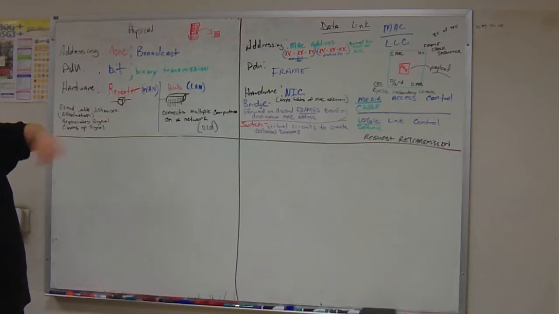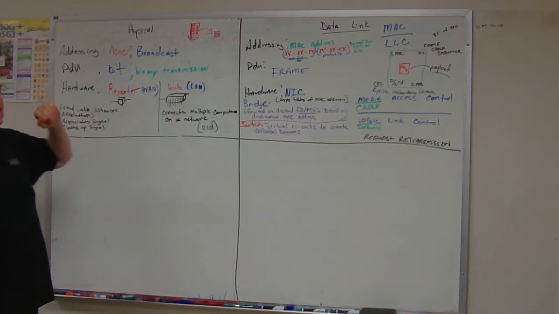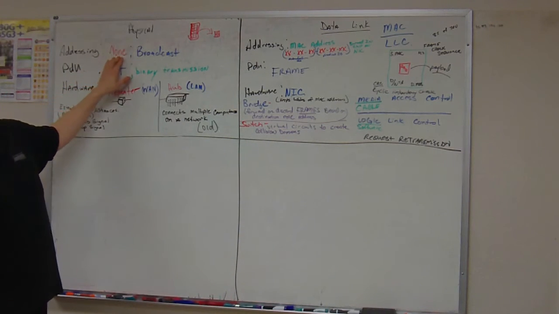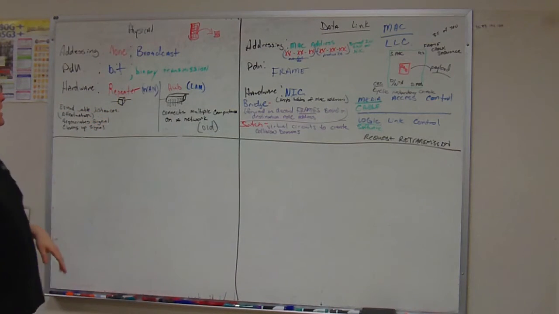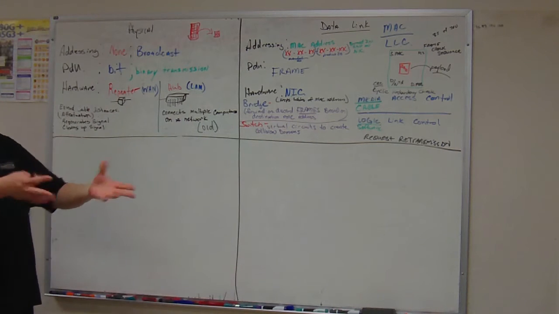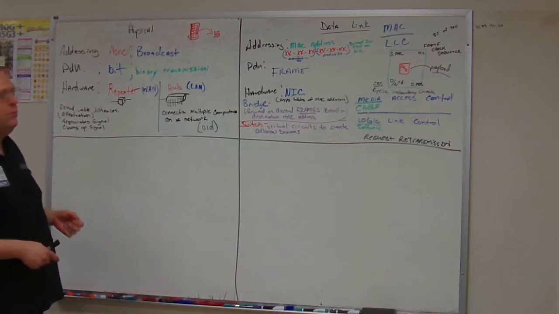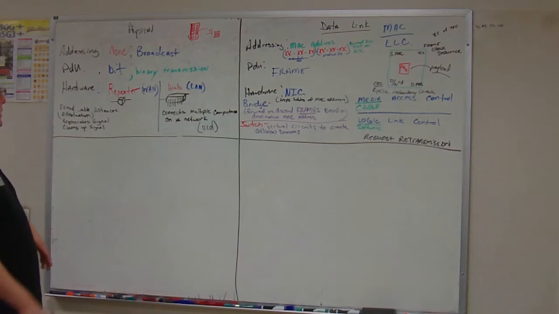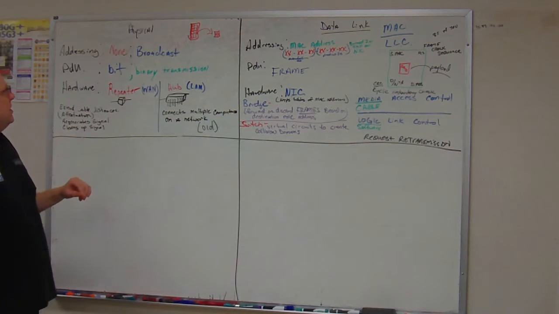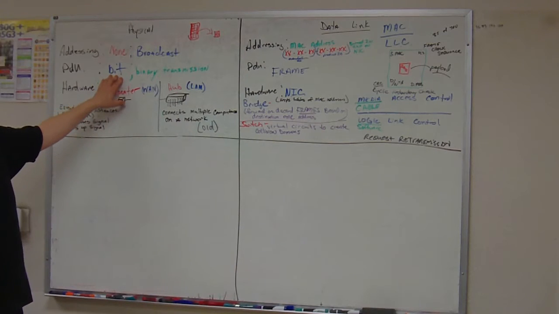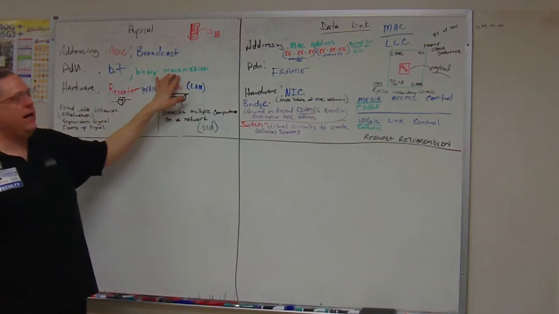In the first block, we had the physical layer. Devices in the physical layer don't have any addressing, but the way that they communicate is that they broadcast. Kind of like television, they just shoot the stuff out, and if you're there to hear it, you're there to hear it, but everybody can hear it. So there is no one-on-one communication, it's one to everyone. So the PDU of this layer is called the bit, or also known as binary transmission.